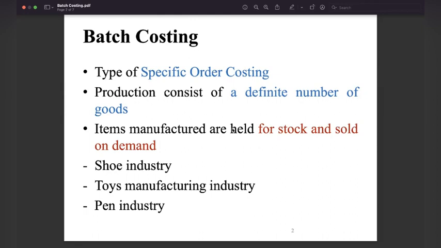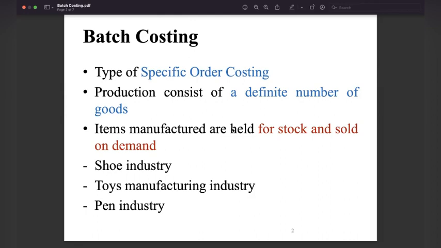Normally, this method is used by the companies that manufacture or produce goods in batches, right? So the production process is normally divided into batches, and the costs incurred during the production for each batch are reported. Okay, so that is how we calculate the cost of these batches. Items manufactured are held for stock and sold on demand.